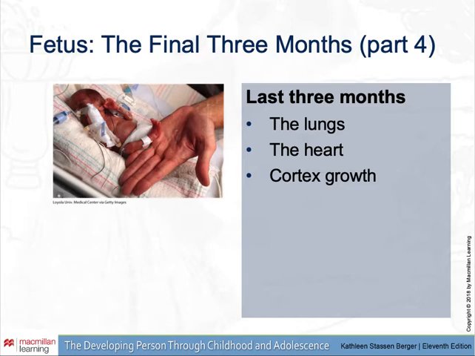All right, discussing the last 3 months of development. This includes the expansion and contraction of lungs. It includes the final maturation of heart valves, arteries, and veins, and provides time for extensive growth and folding in the cortex.